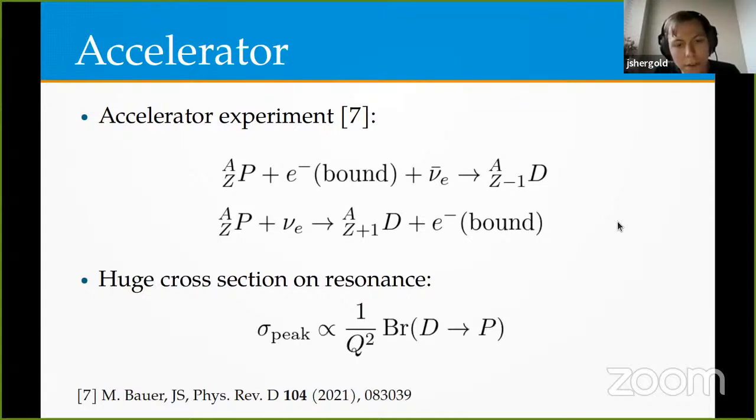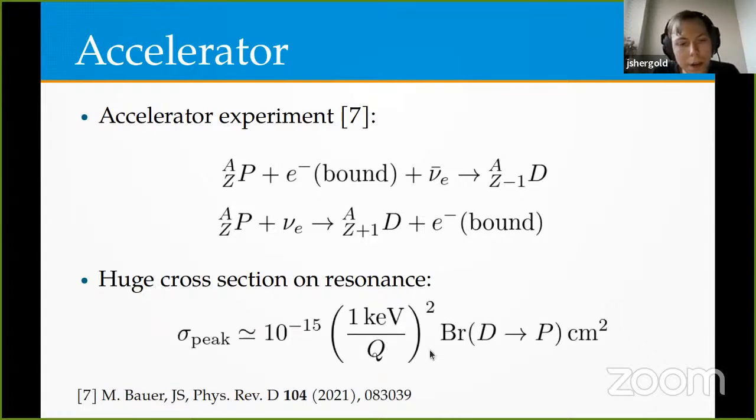Now, these processes have absolutely huge cross sections when you're directly on resonance. They go something like 1 over q squared, multiplied by the branching ratio for the daughter state to decay back to the parent state. This is typically order 1, this branching ratio. So you go ahead and you plug in the numbers for, say, a 1 keV gap, which is fairly reasonable, and you find that this is something like 10 to the minus 15 centimeters squared.